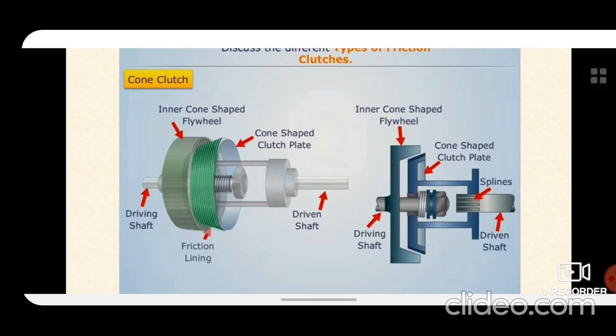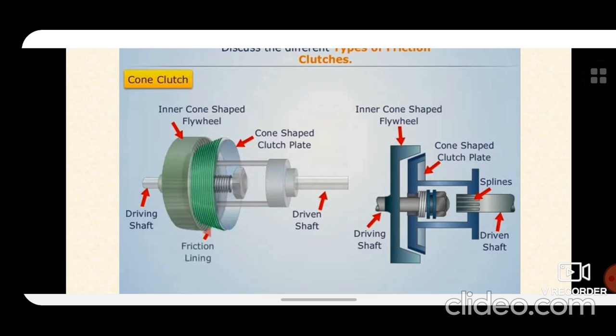On the green part of the cone shaped clutch plate, these are the friction linings, and the right side is the driven shaft which gets power from the driving shaft via cone clutch. In similar manner, it is mentioned in this picture also.